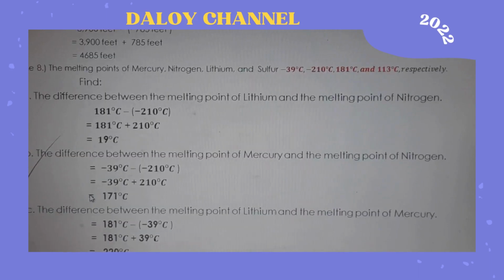Letter C. Find the difference between the melting point of lithium and the melting point of mercury. So 181 degrees Celsius to be subtracted by negative 39 degrees Celsius. So negative times a minus sign becomes a positive 39 degrees Celsius to be added by 181 degrees Celsius. Final answer is 220 degrees Celsius.